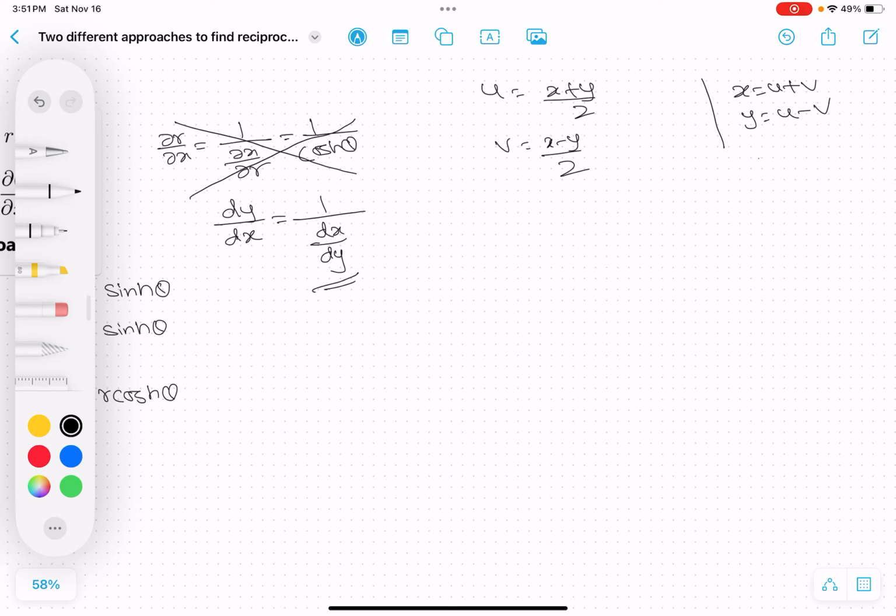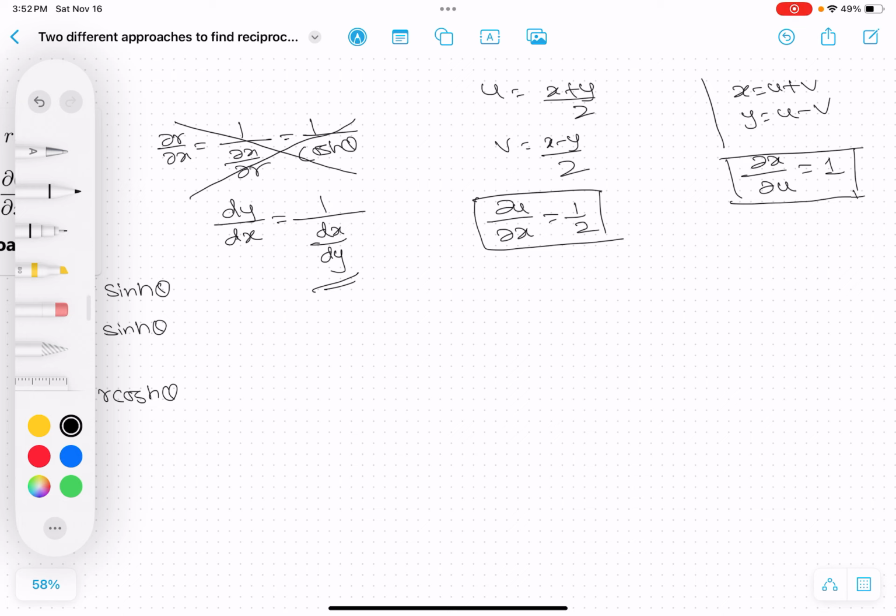Now if you try to find how x changes with respect to u, this is 1, right? But over here, if you try to find how u changes with respect to x, this is 1 by 2. So clearly you see that those two need not be equal, right?